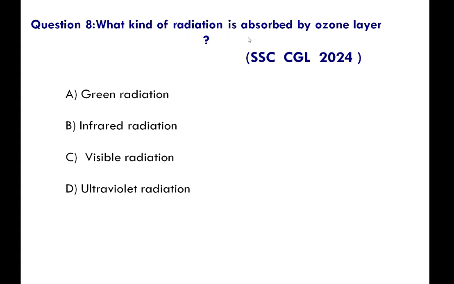What kind of radiation is absorbed by the ozone layer? And the options are green radiation, infrared radiation, visible radiation, or ultraviolet radiation, that is UV radiation. So the correct option is option D, that is UV radiation.